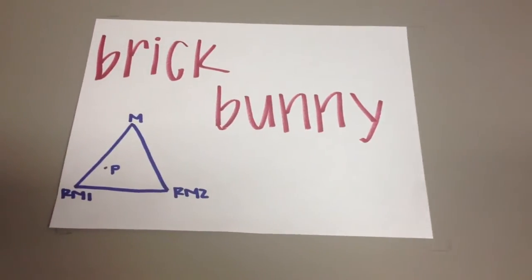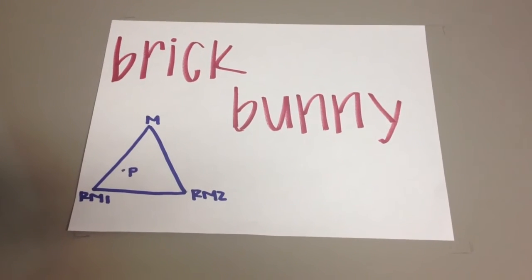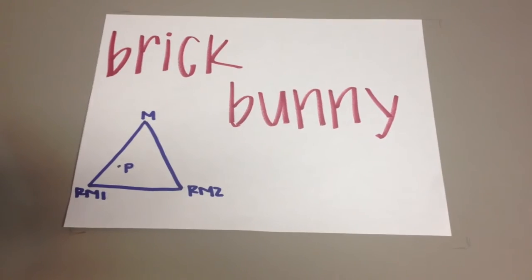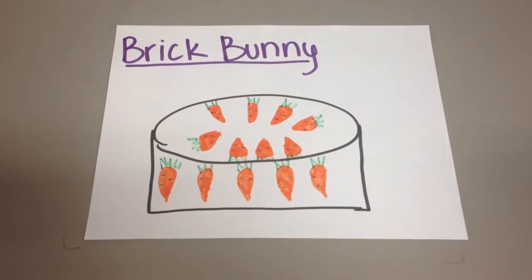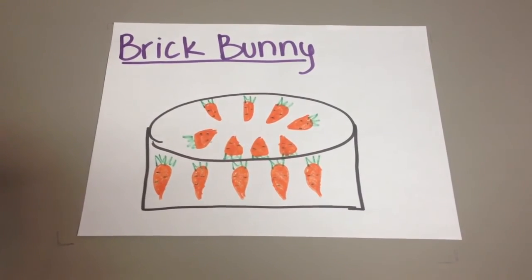Brick bunny industry is where one raw material is heavier than the other raw material. This results in the industrial production point being closer to the heavier raw material. One example of the brick bunny industry is a carrot cake. This is because one raw material weighs more than the other raw material.